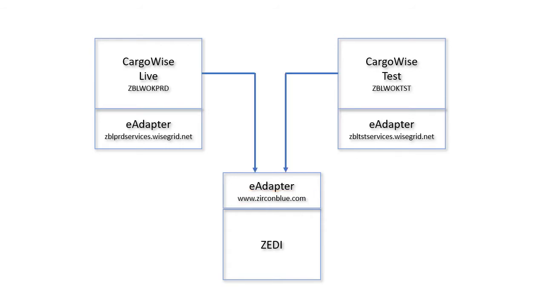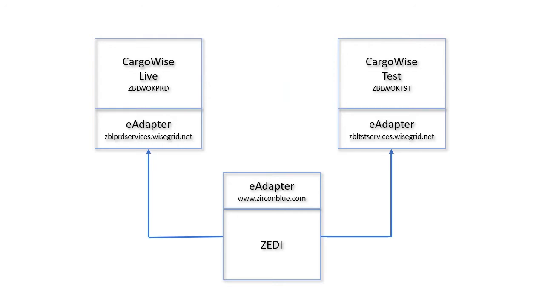When one of your CargoWise environments has a transaction it needs ZEDI to process, it connects to the ZEDI URL and delivers the file. Similarly, when ZEDI has a transaction for CargoWise, it will use the appropriate URL to deliver it. The connections between CargoWise and ZEDI make use of the HTTPS protocol, so the transactions are securely encrypted as they pass between the two systems.